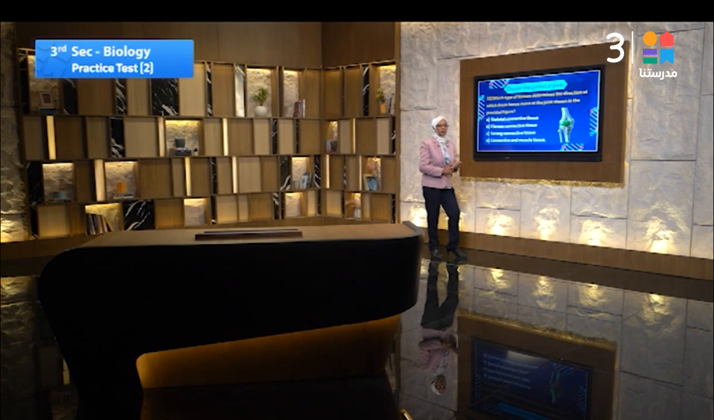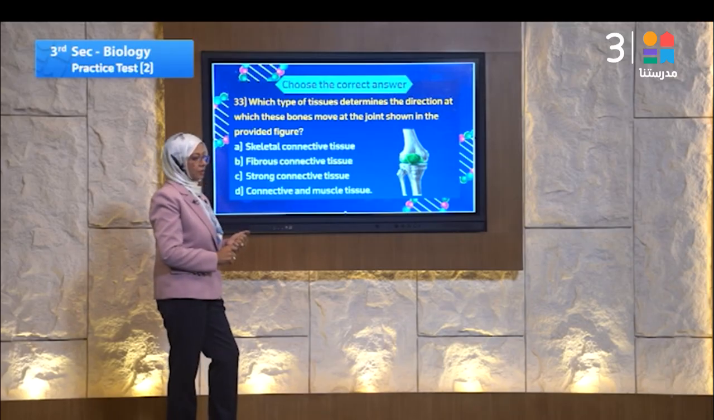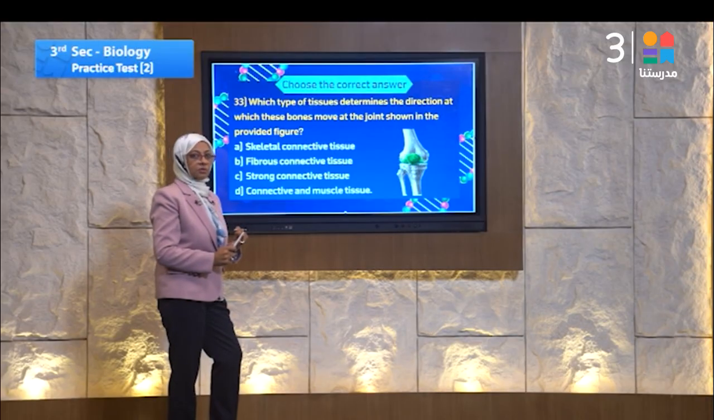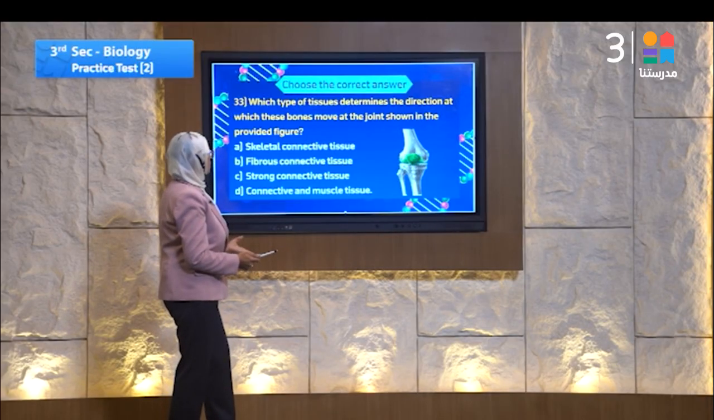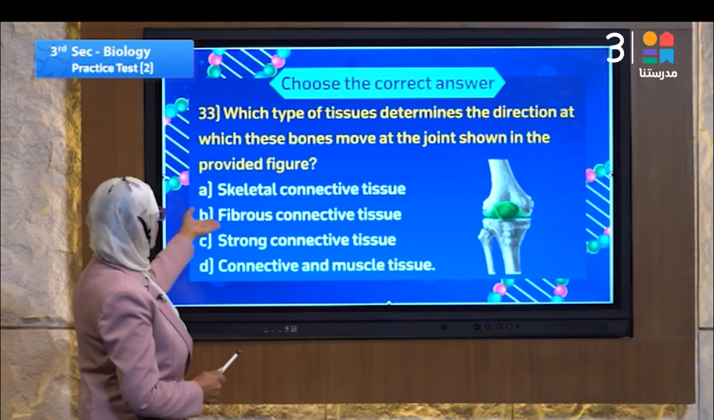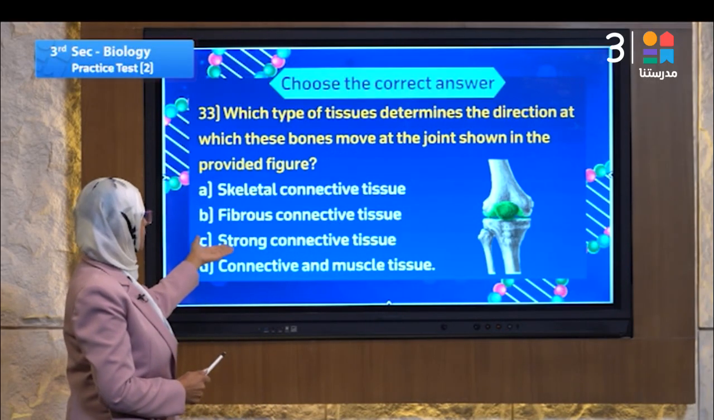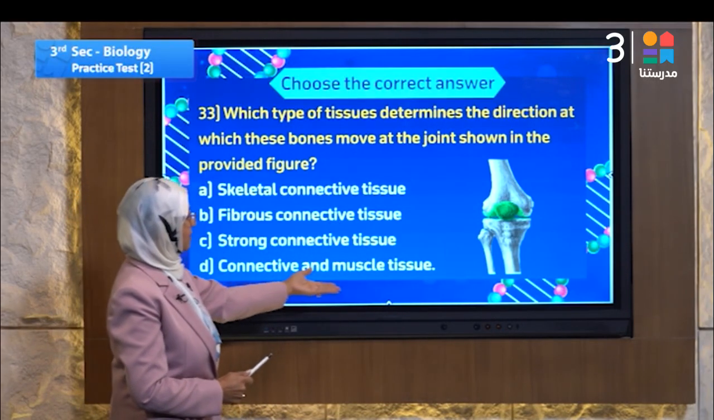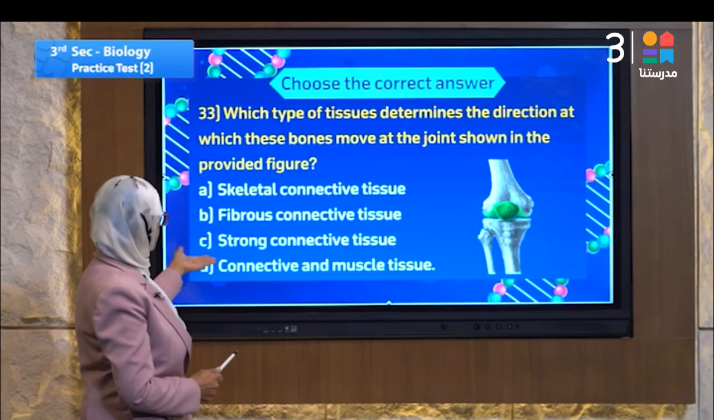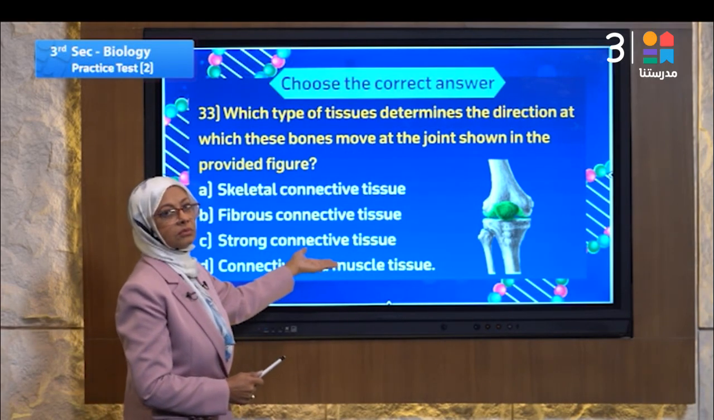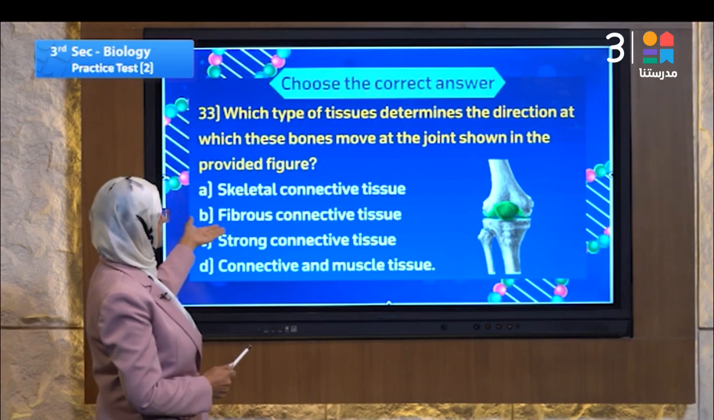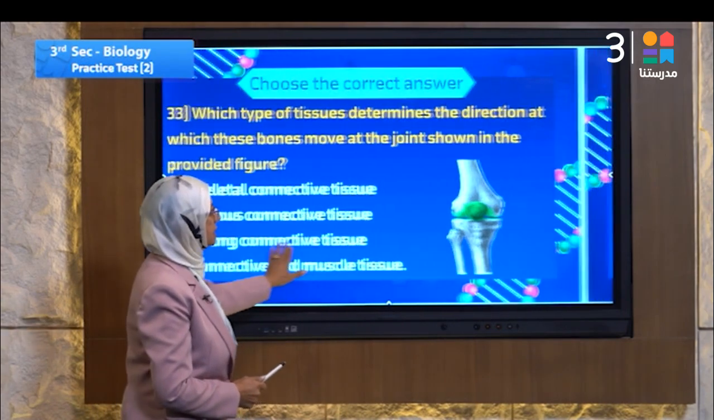Which part determines the direction? Are these ligaments, cartilage, or bones? I say it's the ligaments. We speak about the structure of the ligaments. A, skeletal connective tissue. No, it's not skeletal connective tissue. B, connective and muscular tissue. No. C, strong connective tissue. No. So the answer is fibrous connective tissue. That's the answer.